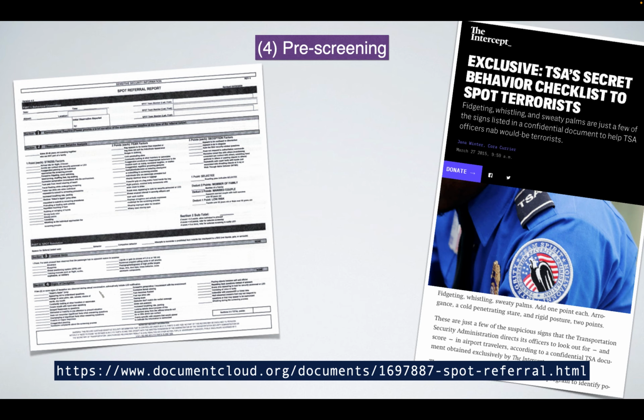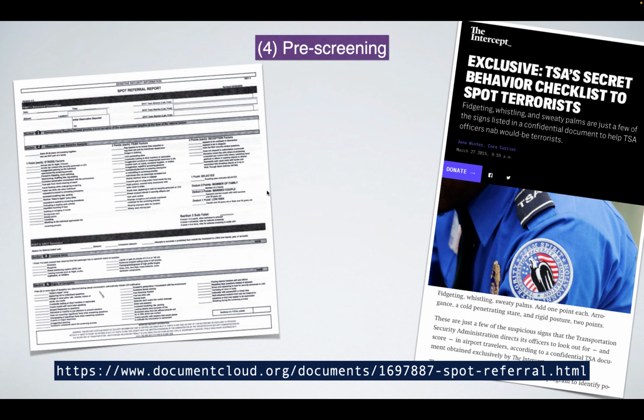We know about this because of a report that came out on a website called The Intercept. They got this secret confidential program from the TSA. Someone leaked it. It's called the SPOT program. What it does is it has a sort of checklist of a bunch of stuff that they're looking for. And if you meet enough of the criteria, then they'll take action against you.